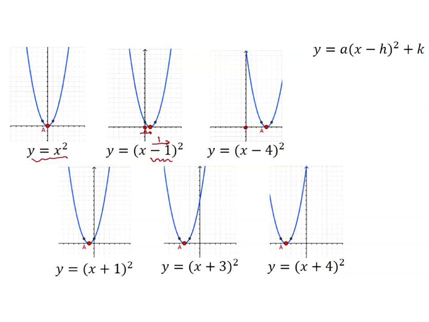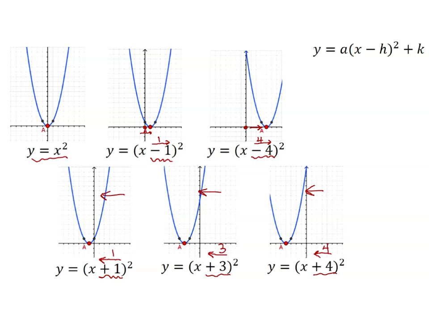In this graph, my vertex started here, and I'm shifting 4. So this -4 resulted in a shift to the right of 4. Down at the bottom, now I'm shifting in the opposite direction. All of these graphs have shifted my original vertex to the left. So this +1 in the equation resulted in a shift to the left 1. This +3 means I shifted to the left 3. And this +4 means I shifted to the left 4.